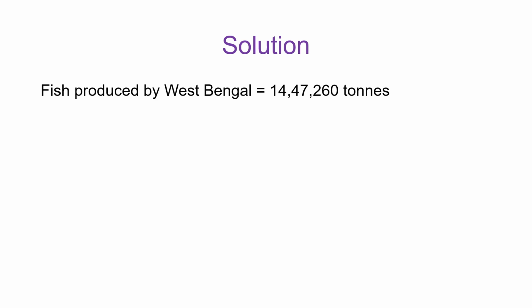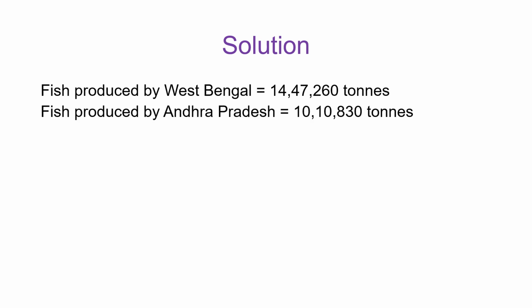Fish produced by West Bengal, 14,47,260 tons. Fish produced by Andhra Pradesh, 10,10,830 tons. Let us arrange these two numbers in a column. Total means we have to add these two numbers.